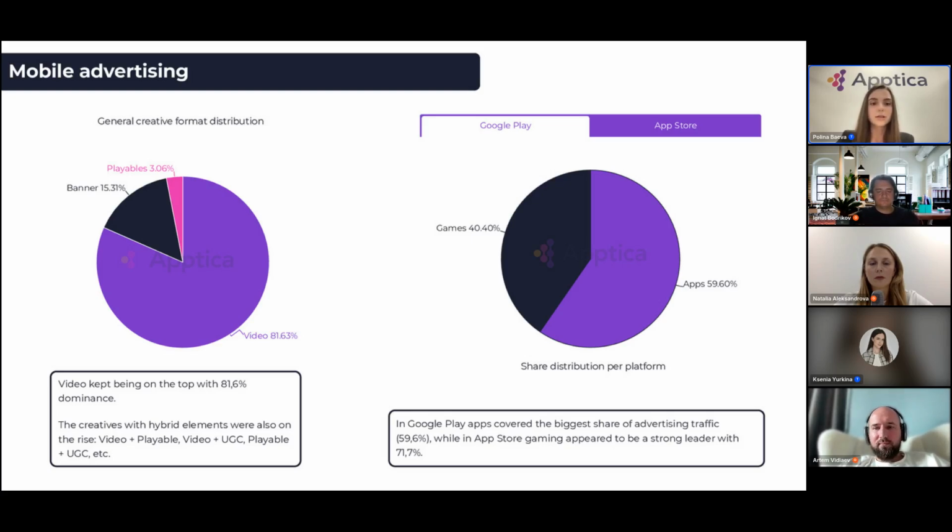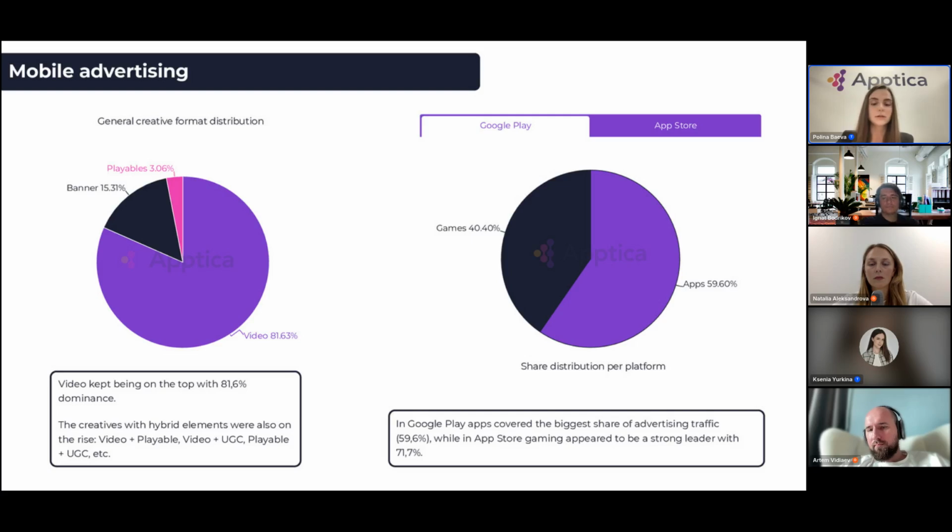So considering creative format distribution, you can see by a pie chart that video formats continue to dominate with over 80% of advertising traffic share, followed by banner creatives and playables. And besides, the creatives with hybrid elements were also on the rise, combining video with playables and user-generated content.